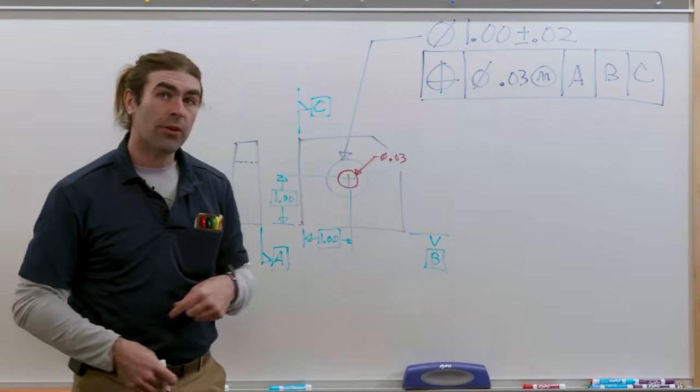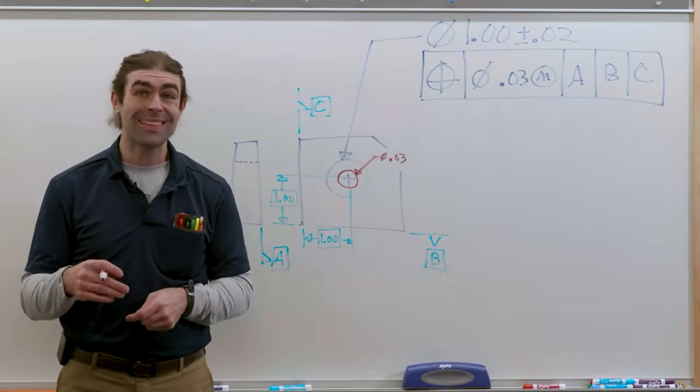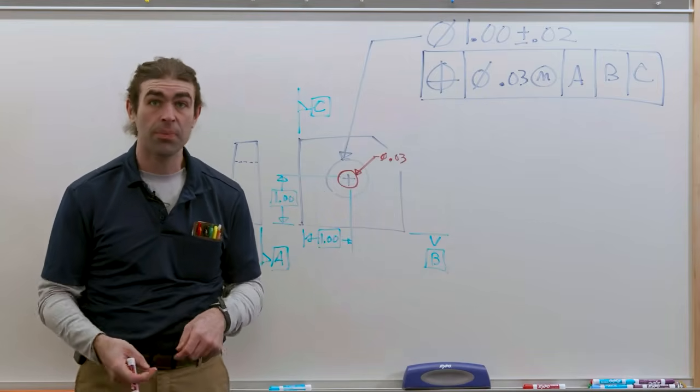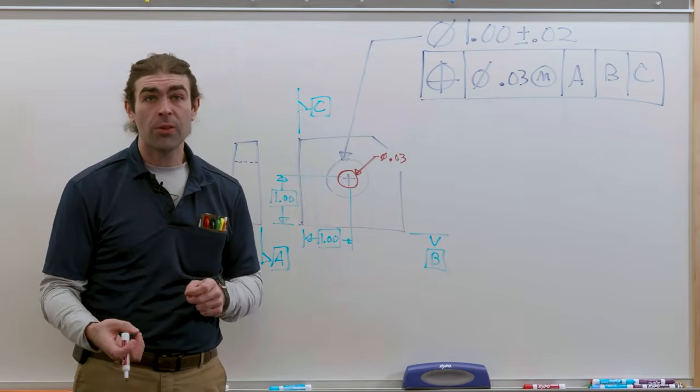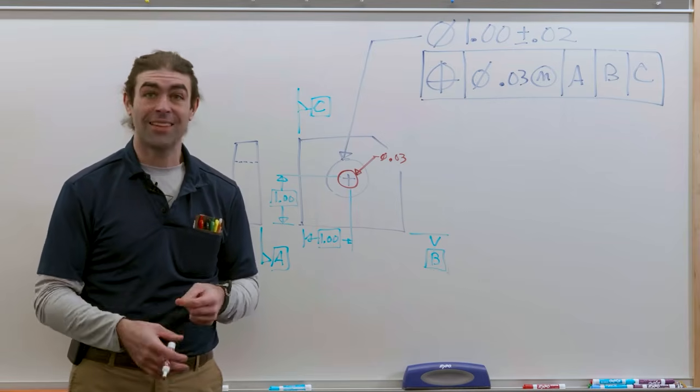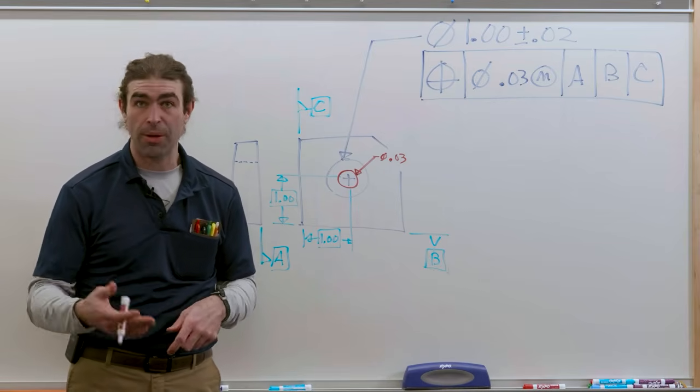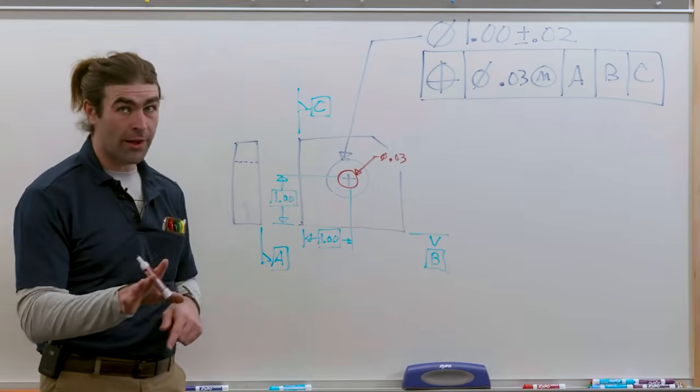Next, we have a material condition modifier. In this case, it is MMC. This just means that as this hole gets larger, more locational or positional tolerance is allowed. And I'll put a card up. I made a whole other video about it. We'll just gloss over it for now.